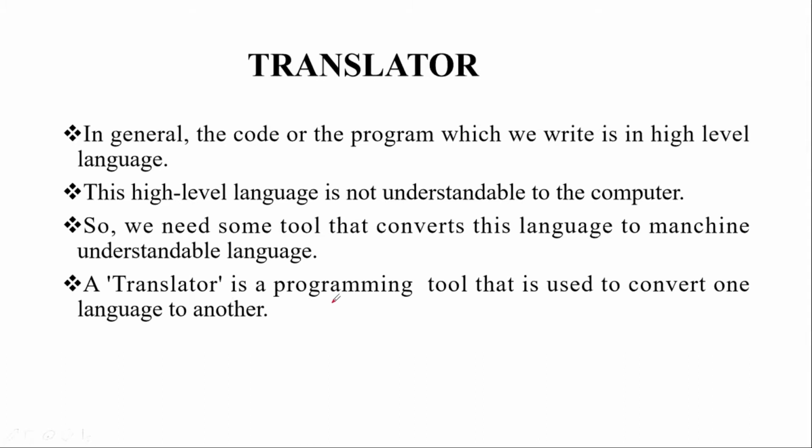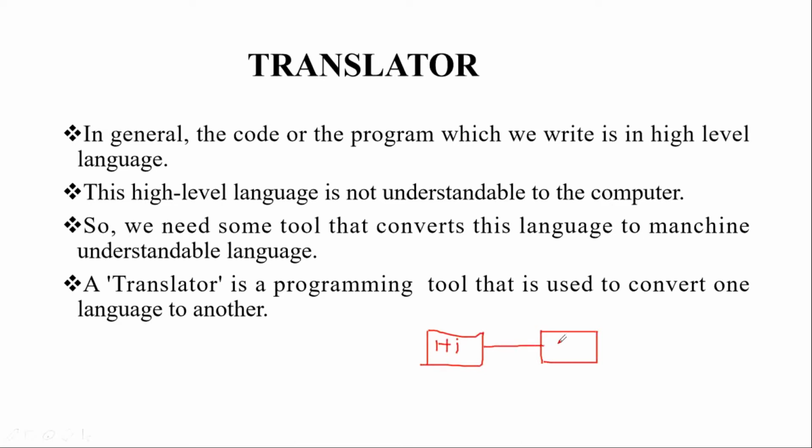So for example, let me tell you, see here, you have written a letter, "hi", in a high level language. This is a high level language. This is understandable to humans, but this "hi" will not be understandable to the machine. So the translator will convert this "hi" to a machine understandable language.